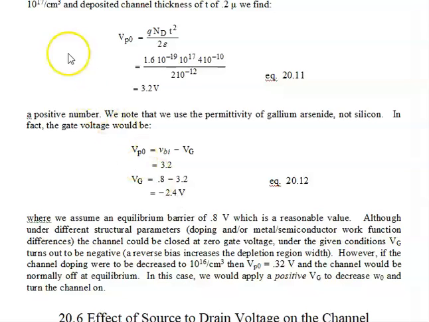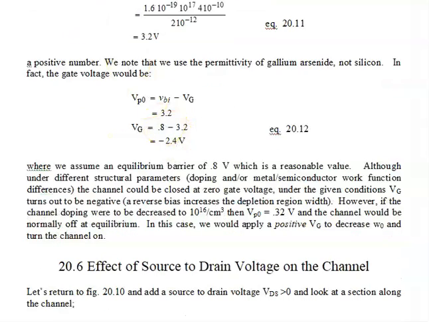Okay, and that also assumes, by the way, that the equilibrium barrier, I should have mentioned that, is about 0.8 volts. Not bad for Schottky, anywhere from 0.7 to 0.8 volts. If it was a PN junction or a JFET, instead of 0.8, this would probably be closer to 1 volt.